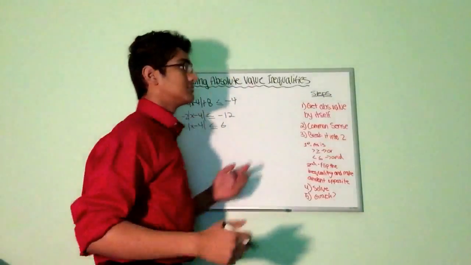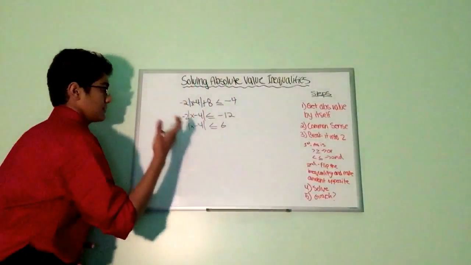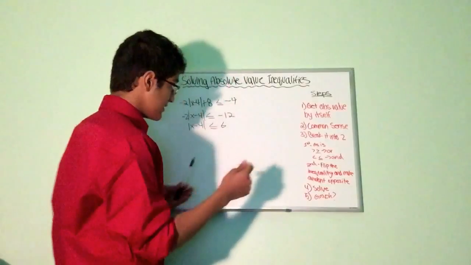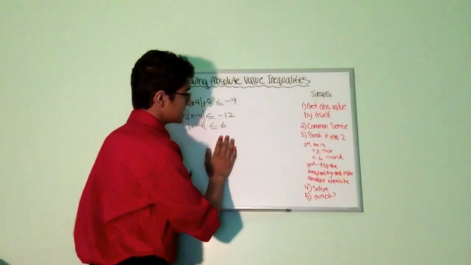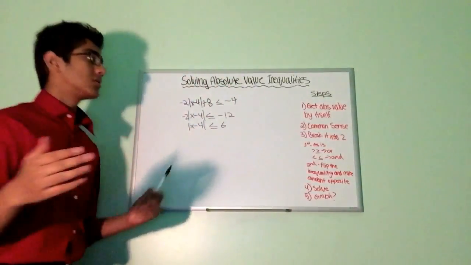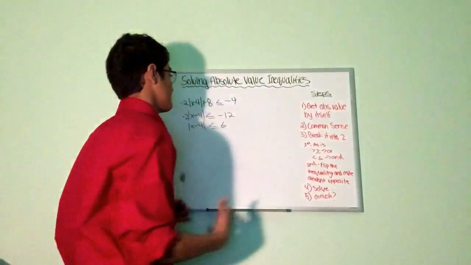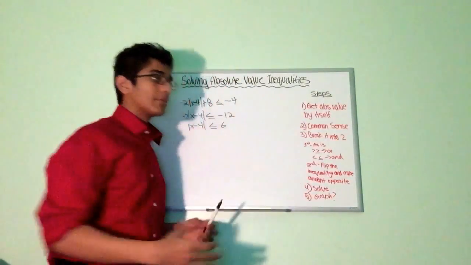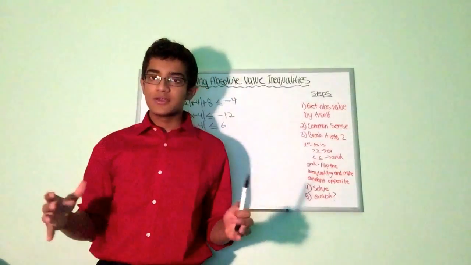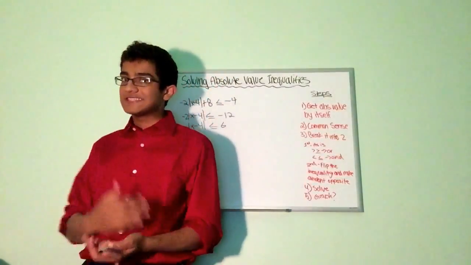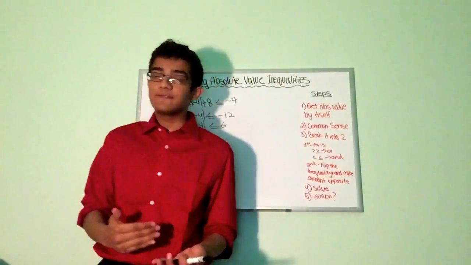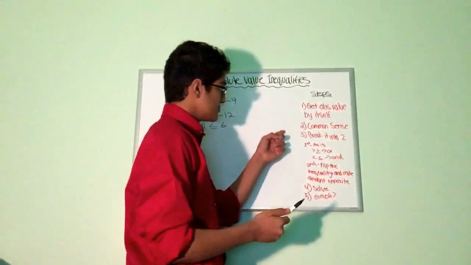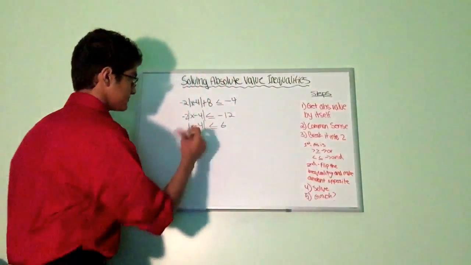Well, this step doesn't really apply to this exact inequality, but basically the common sense thing is that if the constant here is negative, then you can't go on to the next steps. The answer is no solution. There is no solution, because remember, an absolute value is always positive. The distance from 0 cannot be negative. It's not possible.